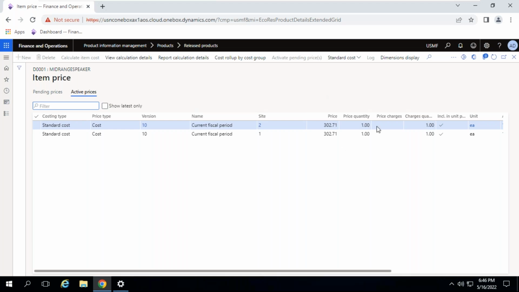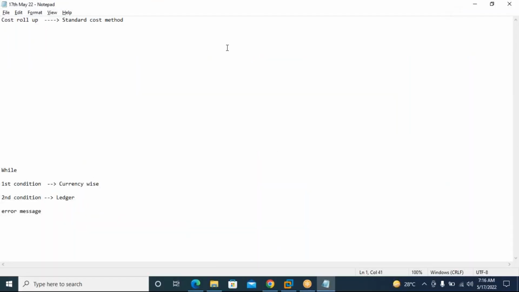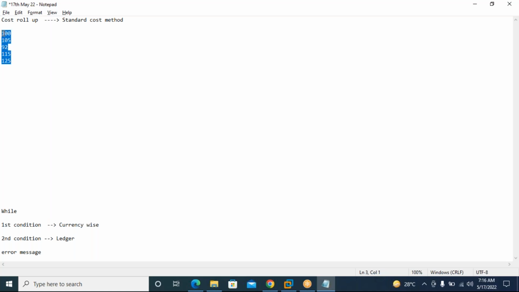Okay, so what is this standard cost meaning? Suppose item I am purchasing at the rate of 100 rupees one time. I'm purchasing one time 105. I'm purchasing 92, and I'm purchasing 115. I'm purchasing at the rate of 125. So I don't know, the prices keep on changing. Now I'm making like one standard cost price for this 2 months, 3 months. I want to make it 102 is standard cost.